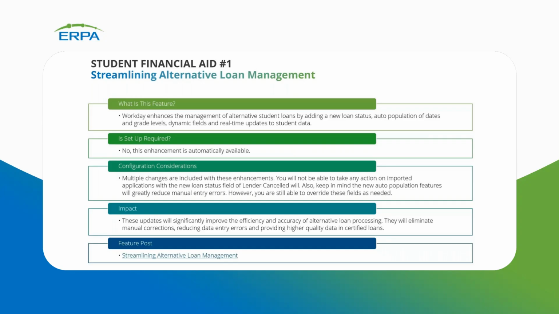So these updates are going to improve your experience with the alt loan management systems, as they'll be reducing our data entry errors and lender inquiries. That gives us higher quality data for our certified loans. And they'll be eliminating manual corrections and providing faster loan processing for us.